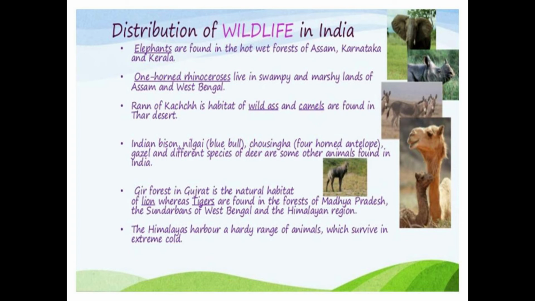Indian bison, nilgai, that is also called blue bull, chausingha, four-horned antelope, gazelle and different species of deer are some other animals found in India. Gir forest in Gujarat is the natural habitat of lion, whereas tigers are found in the forests of Madhya Pradesh, the Sundarbans of West Bengal and the Himalayan region. The Himalayas harbor a hardy range of animals which survive in extreme cold.